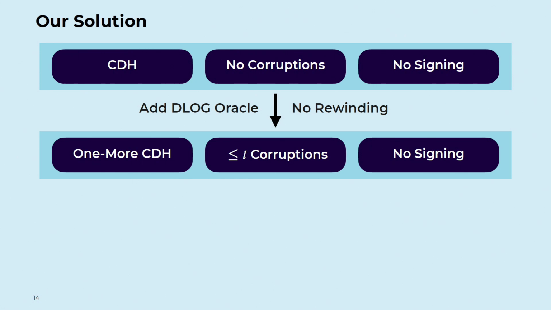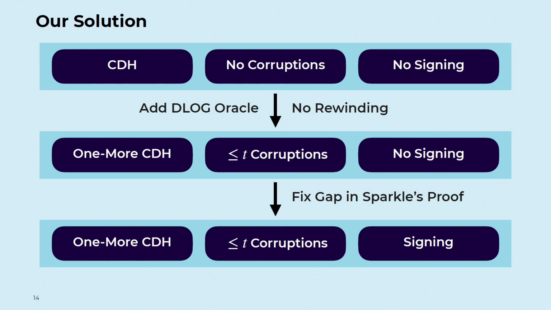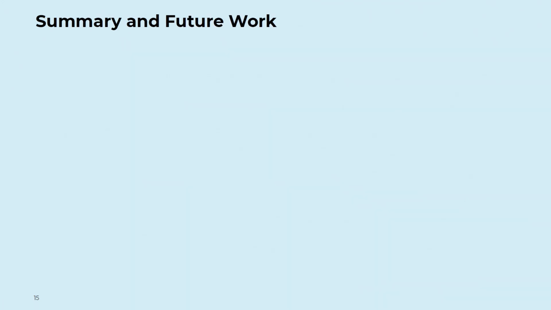Now, what about honest signers in the signing protocol? When we wrote our proof, we noticed, okay, our signing protocol shares some similarities with Sparkle. We looked at their proof and we found that there's some gap, some adversarial behavior is not covered by the proof. And so we fixed this, and now we get a proof from one more CDH for up to T adaptive corruptions and signing queries. Okay, and the next step, and I will not talk about this, is how to replace one more CDH with DDH, a non-interactive assumption.